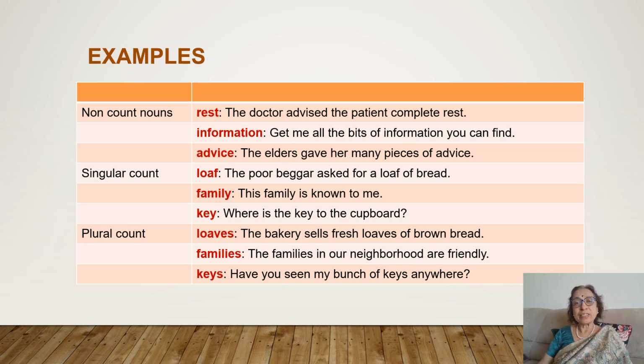So bread remains the same, no change. Many pieces of bread, but they are loaves. So loaf and loaves being counted, singular, plural. Then family. This family is known to me. So singular form. The families in our neighborhood are friendly. So family, families. Then key. Where is the key to the cupboard? Have you seen my bunch of keys anywhere?